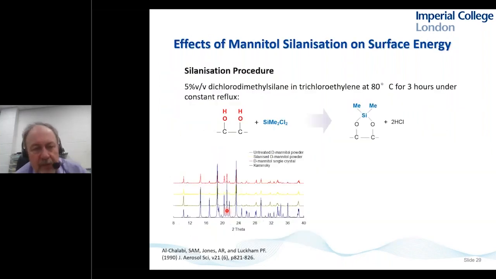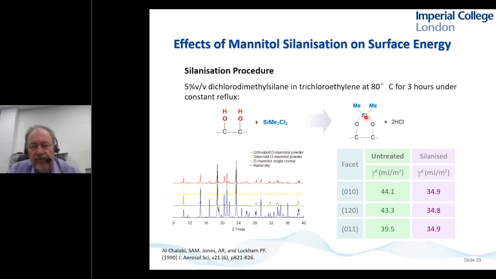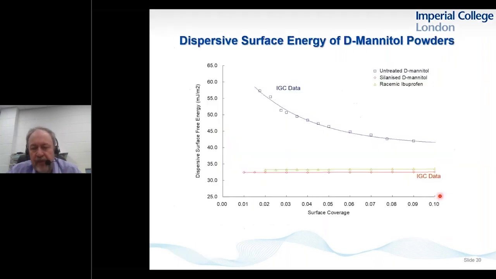As I said, we wanted to make some actual hydrophobic material. So what we did was a silanization procedure here, dichlorodimethylsilane, trichloroethylene at 80 degrees, reflux. Essentially, we start with hydroxyl groups, we end up with methylated groups. The crystal structure hasn't changed, but the surface chemistry, as we'll see in a moment, has changed. Here are the surface energies for untreated and for treated, and you can see that for the untreated materials, the surface energies varied a little bit, but once we treat them, they're all the same. They're all the same hydrophobicity now.